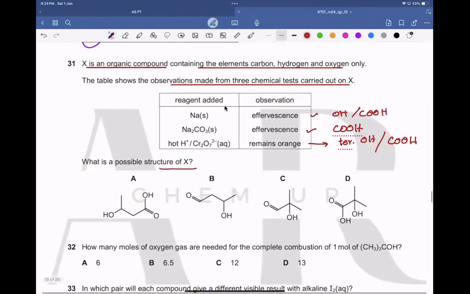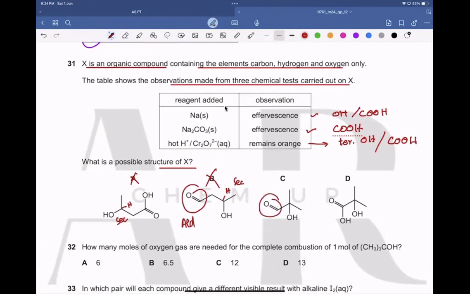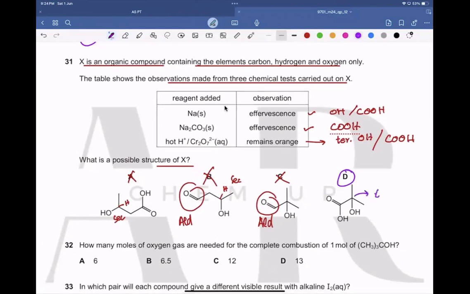What is the possible structure of X? If you see there is one hydrogen over here, so this is a secondary alcohol, which makes it wrong. The other one is an aldehyde, not a carboxylic acid, which makes B wrong as well. And over here, it's an aldehyde. An aldehyde doesn't react with sodium carbonate nor sodium. So C goes wrong as well. If you identified all three are wrong, then D is the correct answer, because this is a tertiary alcohol, and over here you have the carboxylic acid as well. So D is the correct answer for question number 31.